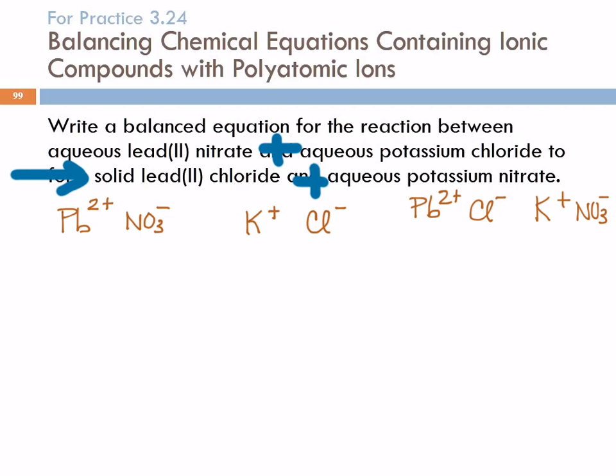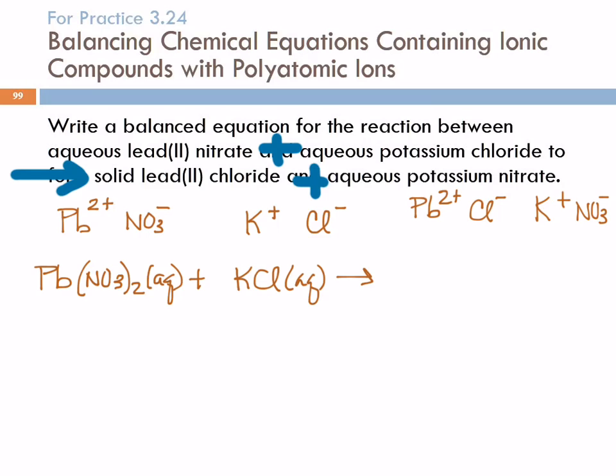So lead-2 nitrate is going to be Pb(NO3)2. There needs to be 2 nitrate ions because of the charge on the lead. What state symbol should I put for this? AQ, because the problem says it's aqueous. The next one, KCl, plus 1 charge, minus 1 charge. We don't need any crisscross or subscripts or anything. This is just KCl. And that one is also aqueous because the problem tells us it is.